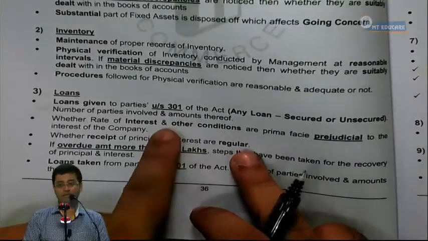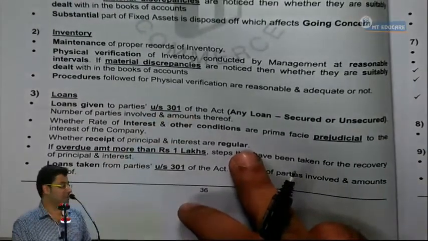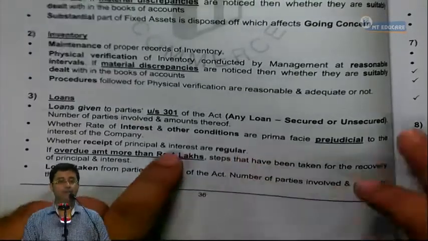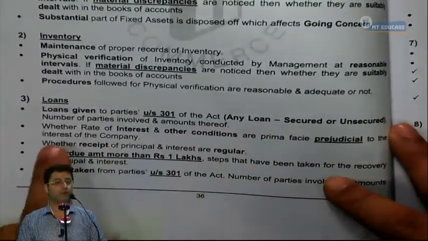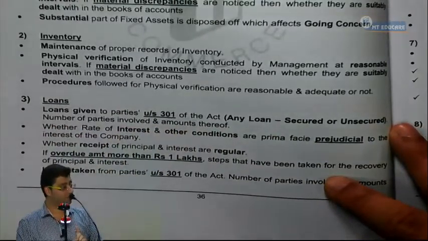You know what is the worst part of this section? It is not there in the IPCC syllabus also, but they are writing it in CARO, and the student does not know what is section 301. I'll have to give you a separate note on section 301. So we will write it later. Any loan, secured loan, unsecured loan, then the number of parties and the amounts thereof should be specified in CARO if you have given the loan.